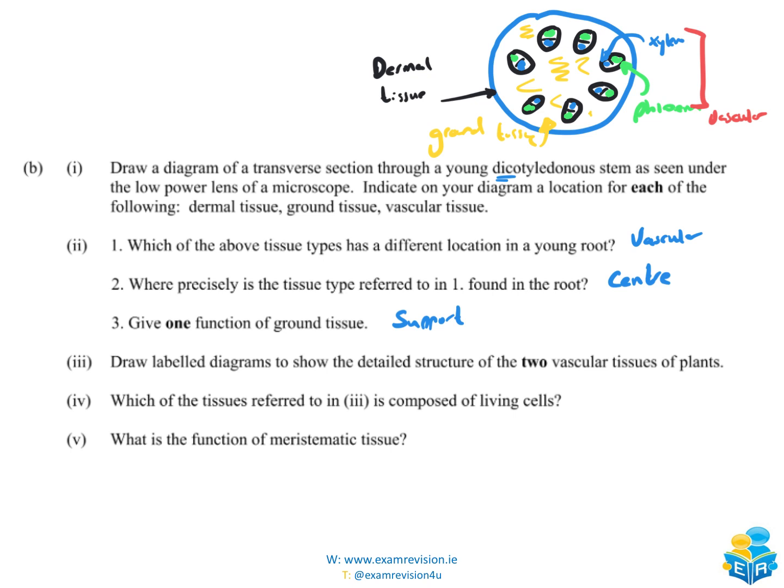Draw label diagrams to show the detailed structure of the two vascular tissues of plants. I'm not actually going to draw them, but that's the tracheids, vessel elements, and then the sieve tubes. But I will do the next ones here. Which of the tissues referred to in part 3 is composed of living cells? That's the phloem, because xylem is dead cells. And what is the function of meristematic tissue? So this is for cell division, so to produce more cells. It can also be for growth there as well, but you actually only need one function there. Okay, so that's an example of a question which has come up on the structure of plants.